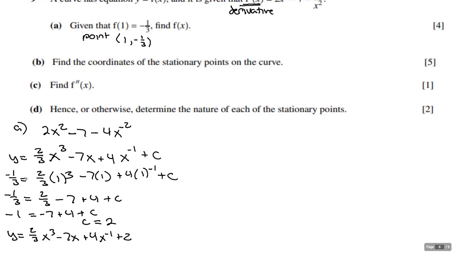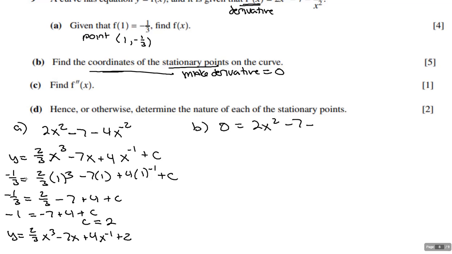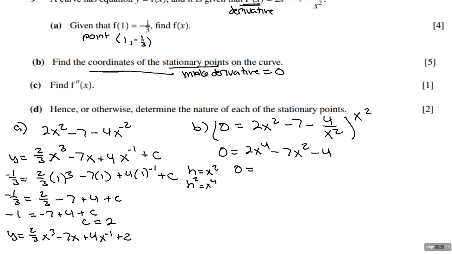All right, now for part B, it says to find the stationary point. Well, keep in mind, to find a stationary point, all we got to do is make the derivative equal to 0. And they gave me the derivative. So all I've got to do is make this equal to 0. Now, if it's me, what I'm going to do is get rid of that x squared in the denominator by multiplying everything times x squared. I know it gives me a 4th power, but we know how to solve a quadratic that's got a 4th power. I'm just going to use my h's here like we've done before. And when I factor this, I'm going to have a -8, -7. I'm going to get h is going to equal 4, and h is going to equal -1/2.